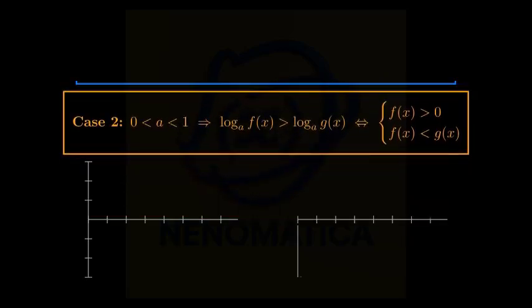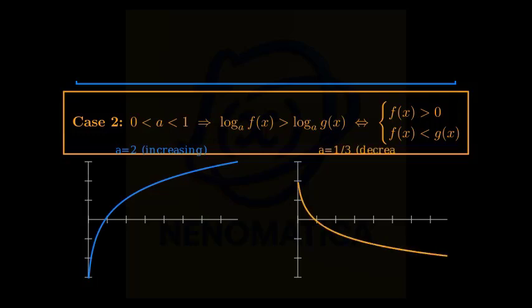Why do these cases happen? Because the shape of the log changes with the base. On the left, log base 2 is increasing, so larger inputs give larger outputs. On the right, log base 1/3 is decreasing, so larger inputs give smaller outputs. That is why the inequality reverses.